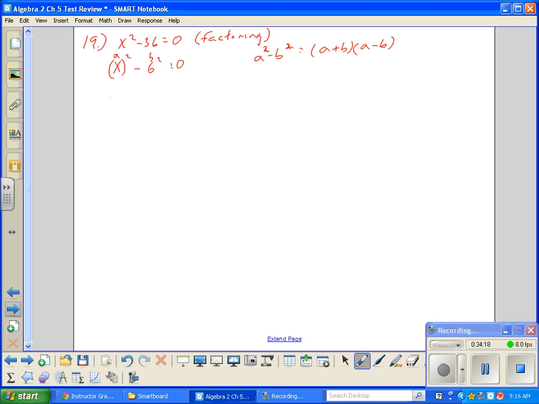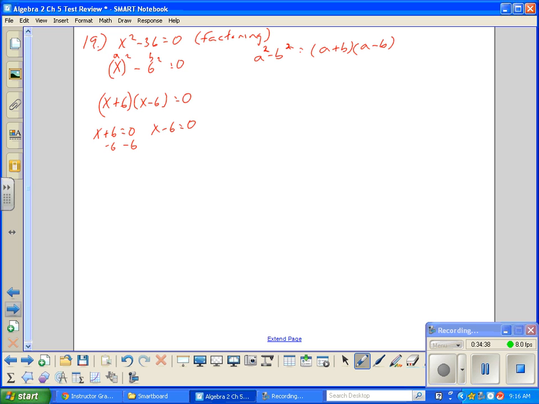That's going to be x plus 6 times x minus 6 equals 0. And once it's factored, we set each one of the factors equal to 0. So x plus 6 equals 0, x minus 6 equals 0.